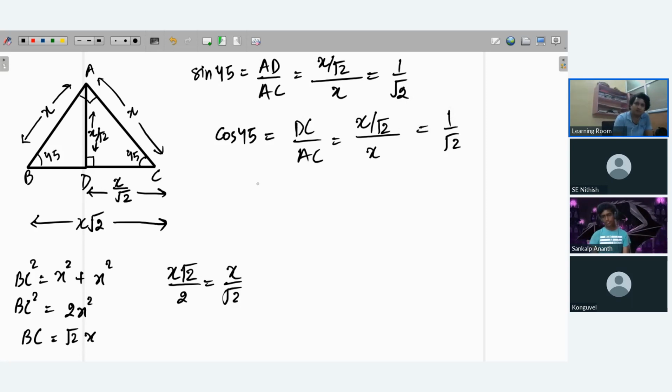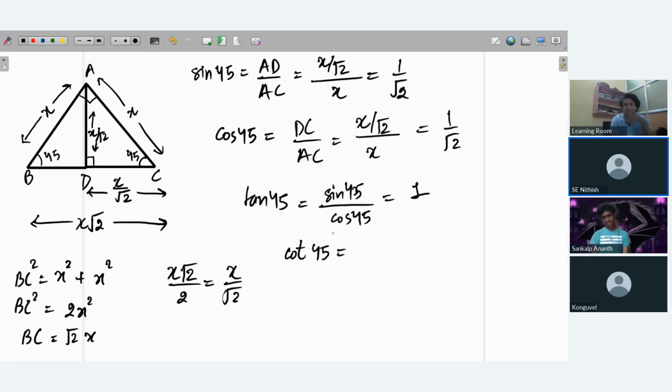Tan 45. Now what is tan 45? It is AD by DC. It is 1 by 1, it is 1. Yeah. And similarly, you can tell cot 45. It is 1 by 1, it's 1. That's why I'm saying 1 by 1, 1.